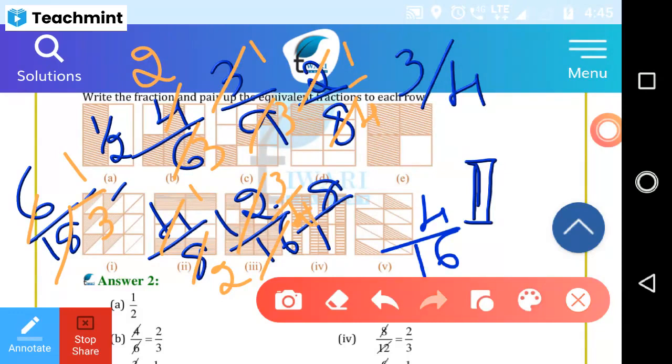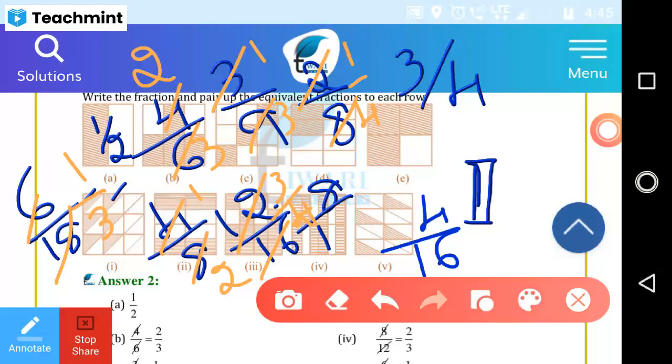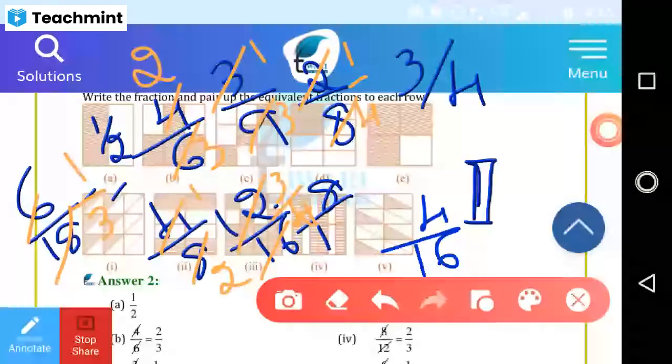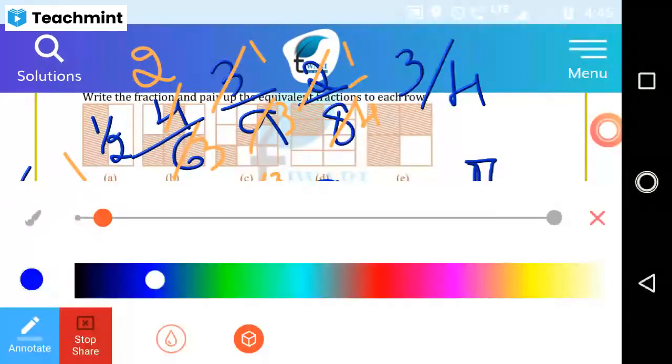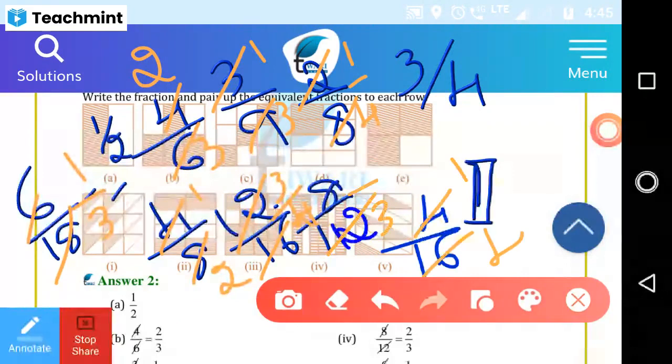Ma'am, can we do this one in the 2 table? 1, 2, 3, 4, 5, 6, 7, 8, 9, 10, 11, 12. Yes. So you just divide this one by 2. 4 table: 4 2s are 8, 4 3s are 12, so 2 by 3. Ma'am, can we divide it by 4 also? 4 1s are 4, 4 4s are 16. But 2 4s are 8, 2 6s are 12. Again we can divide it by 2 again.